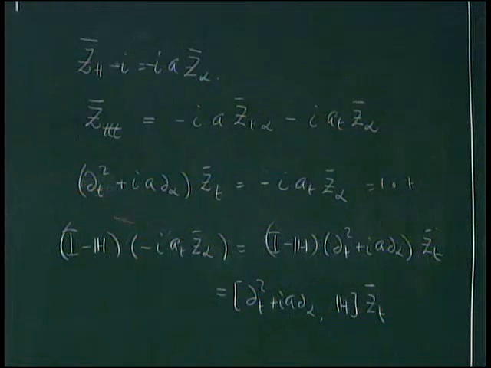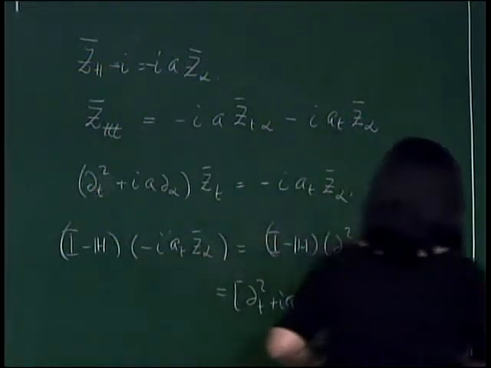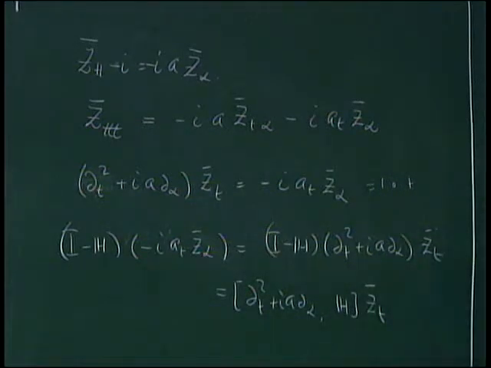And that's the main thing, right? That's the equation that appeared earlier: d_t squared plus i A d_alpha, where A equals 1 when the wave is very small.